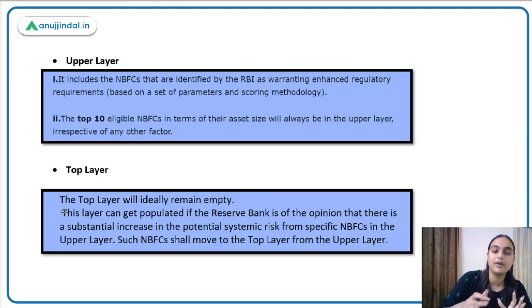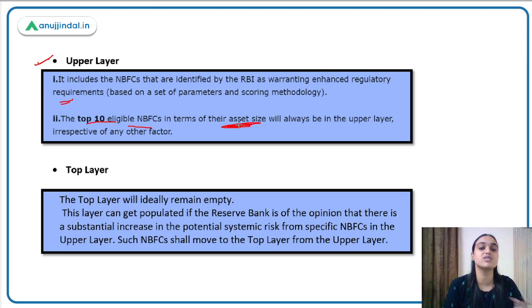Now coming to the upper and the topmost layer. So talking about the upper layer first, it will include the NBFCs which have been identified by RBI as warranting enhanced regulatory requirements. Top 10 eligible NBFCs in terms of their asset size will be covered here. So those NBFCs which require a lot of regulatory supervision as per RBI regulatory requirements are there for such NBFCs. We need to come up with a lot of rules and regulations because they are the top 10 eligible NBFCs. As asset size ke basis pe jo top 10 NBFCs hai wo upper layer mein aa jayengi, okay.